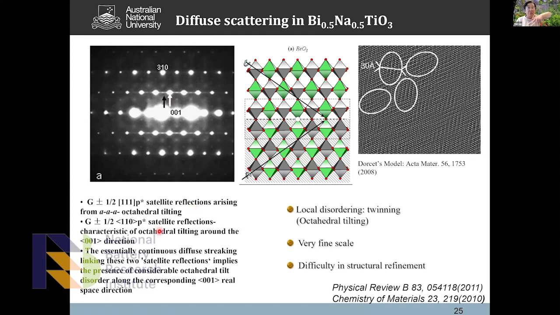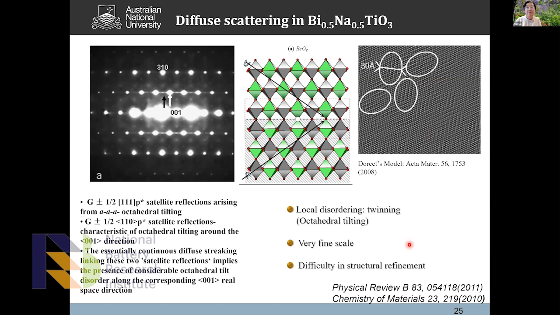The half 111 reflects a rotation and is consistent with the average structure, but the half 110 should not be there, yet it is. This actually reflects octahedral tilting around the 001 direction, meaning an in-plane rotation, an octahedral tilt. That tells you that locally you have a local structure disordering. Like in this one, the different colors represent different rotations. You have octahedral rotation stacking faults, and they give you a twinning structure on a very fine scale, only a few nanometers. That makes your structure refinement very difficult.